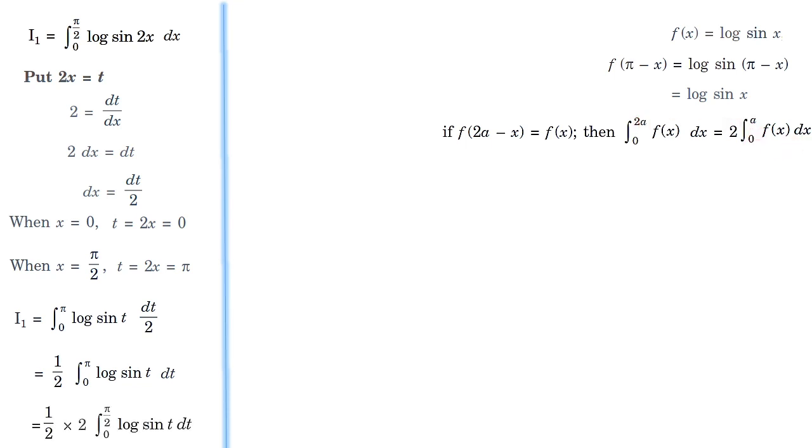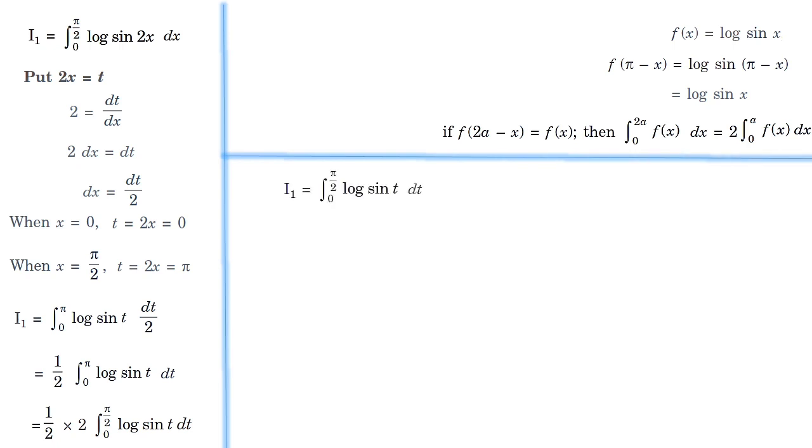So what we have to do is, 1 by 2 into this one we can change to 2 into integral 0 to a, which means half of the original upper limit. Half of the original upper limit is pi by 2. So 0 to pi by 2 log sin t dt. Only thing is that in this we are changing only the limits and this constant. Okay? 2 into integral 0 to pi by 2 log sin t dt. Here these two, the numerator and denominator, can be cancelled. So I1 is equal to integral 0 to pi by 2 log sin t dt, that is equal to integral 0 to pi by 2 log sin x dx.